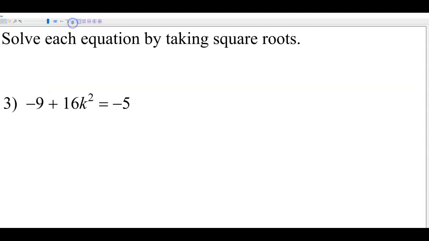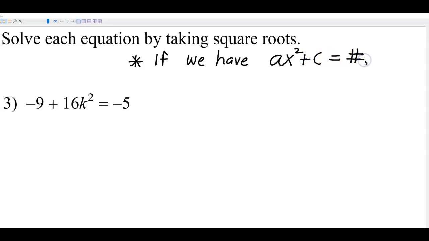I'm going to show you guys another type of quadratic equation here. And I would encourage you guys to write down this note. And after you're done writing down this note, I would write down the problem. If we have ax squared plus c equals some number, just get x by itself. So write that note and then write number 1, and I'll explain what I mean by that.